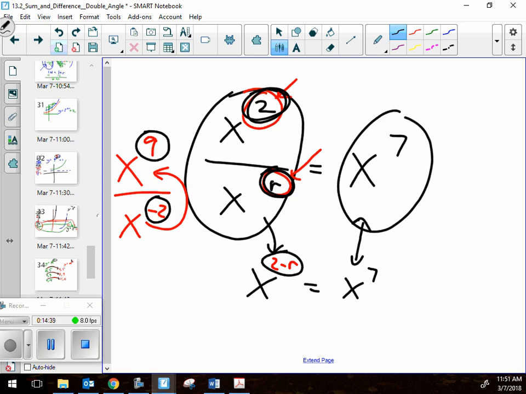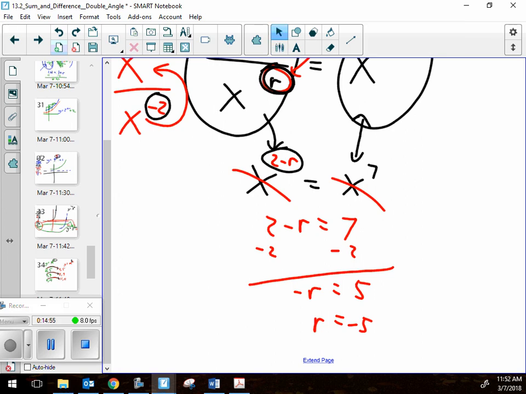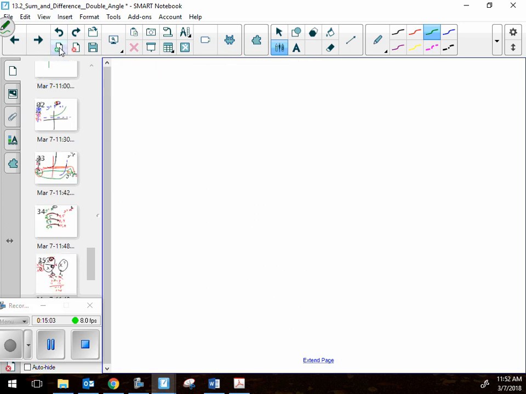And now that the bases are the same, I like to think of this as sort of like just canceling them out. So 2 minus r equals 7. So you got to think to yourself, how do I solve that? And if I want to be sure I'm right, I put the -5 back here. Would 2 minus negative 5 equal 7? Yeah, so therefore it worked. All right, so let's make one more like that.